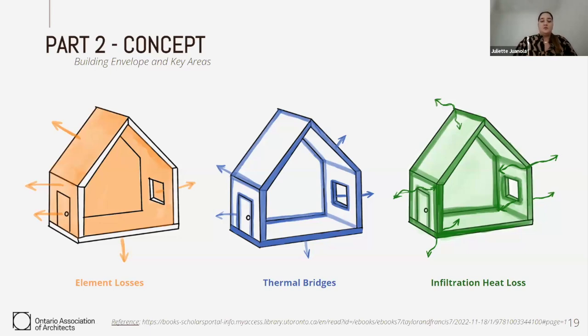Then the next will be thermal bridges. This is related to the structure of the buildings, especially if it's a metal framed building. And the last one, infiltration heat losses, will be spotted at the connection between different building elements. And this represents a huge part of building envelope losses.